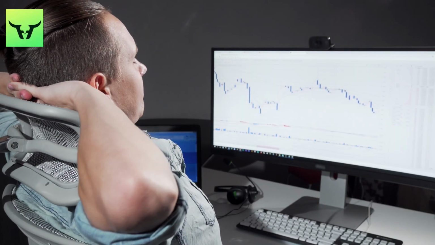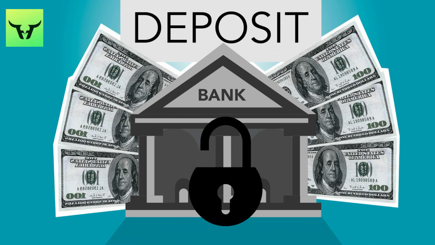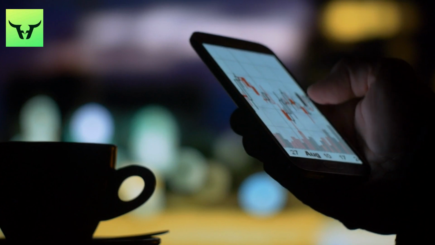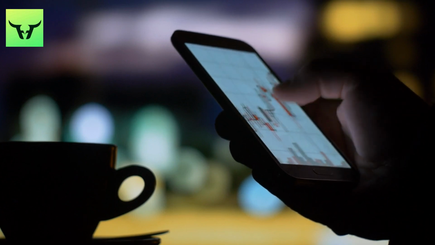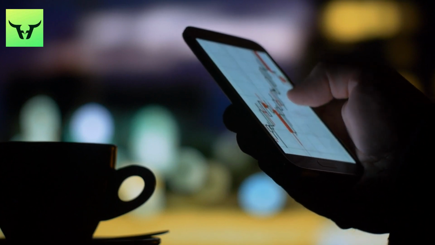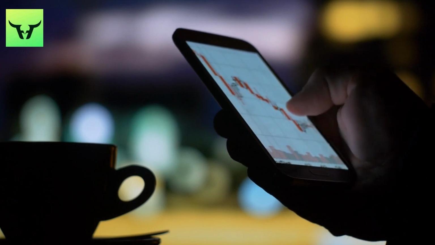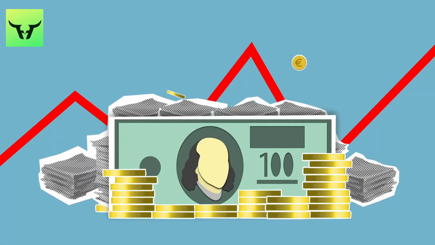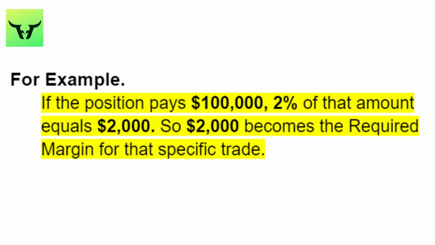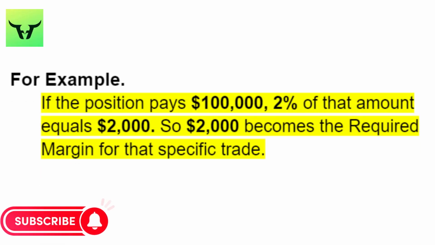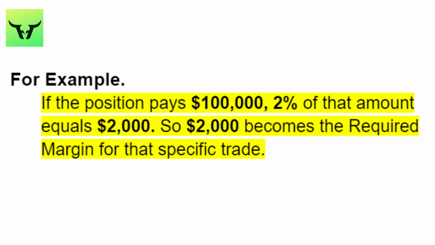When a trader decides to open a position, they must deposit a fraction of the whole value as security. This proportion, sometimes stated as a percentage, is known as the margin requirement. For example, it might be 2%. Now, this percentage, say 2%, defines the required margin, the real amount of money needed to open the trade. For example, if the position is worth $100,000, 2% of that amount equals $2,000. So $2,000 becomes the required margin for that specific trade.